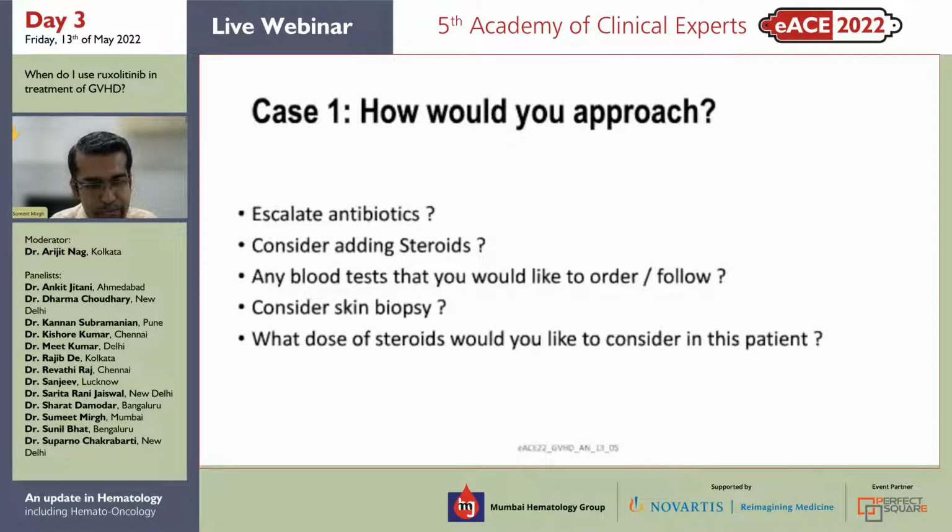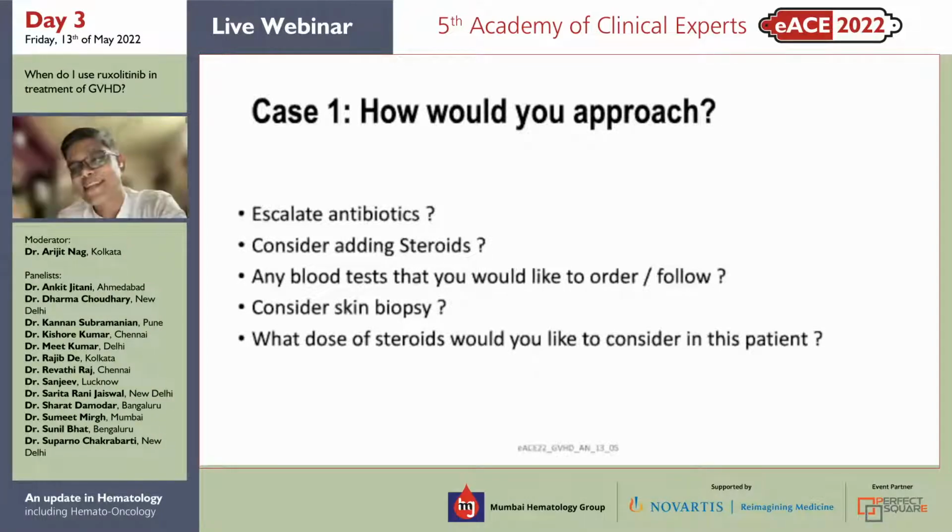Skin biopsy, yes, always, even if it's a Sunday or the platelet count is low, that's not an issue. Yeah, I put in the point. I didn't tell them it's a Sunday.